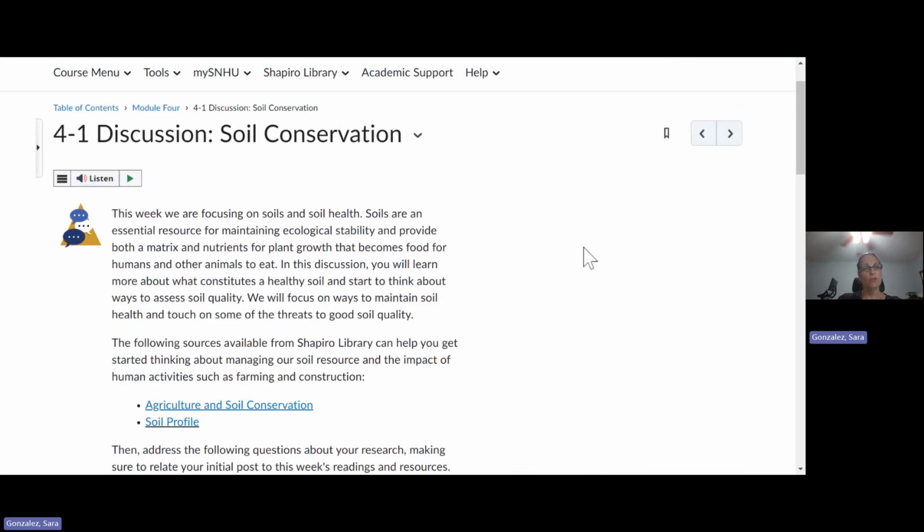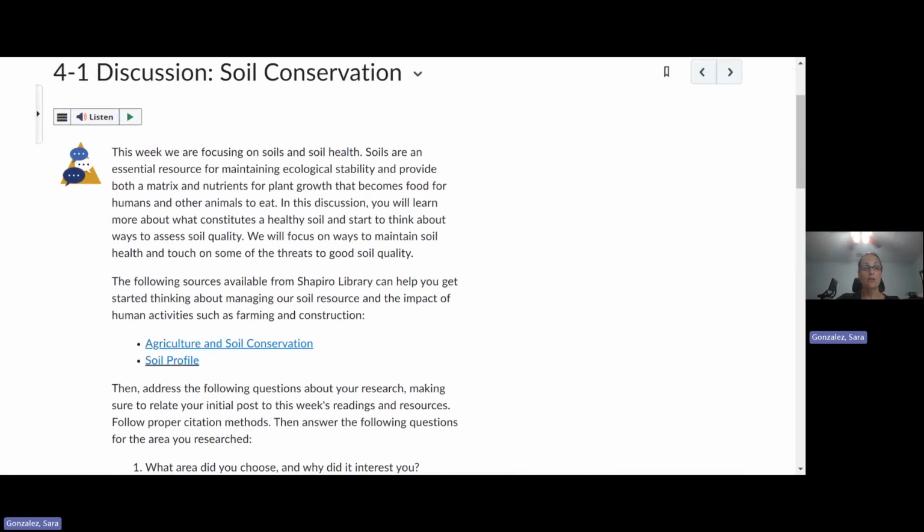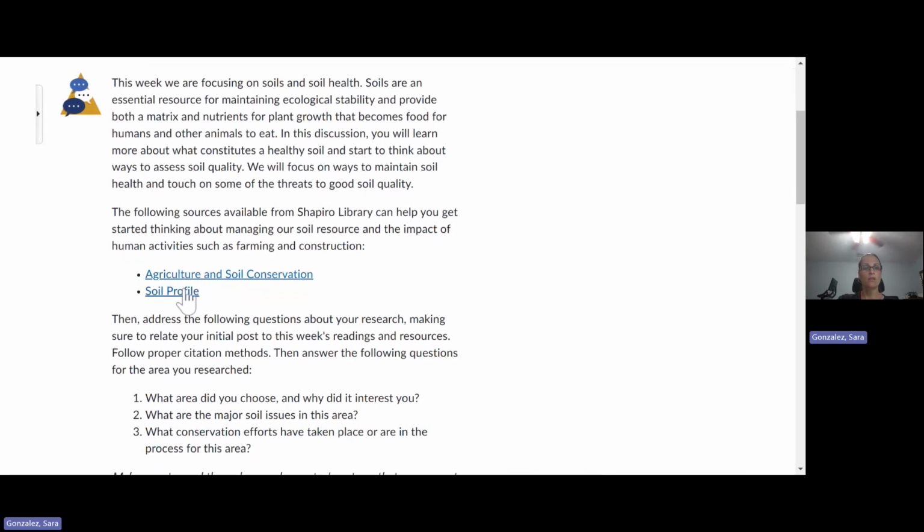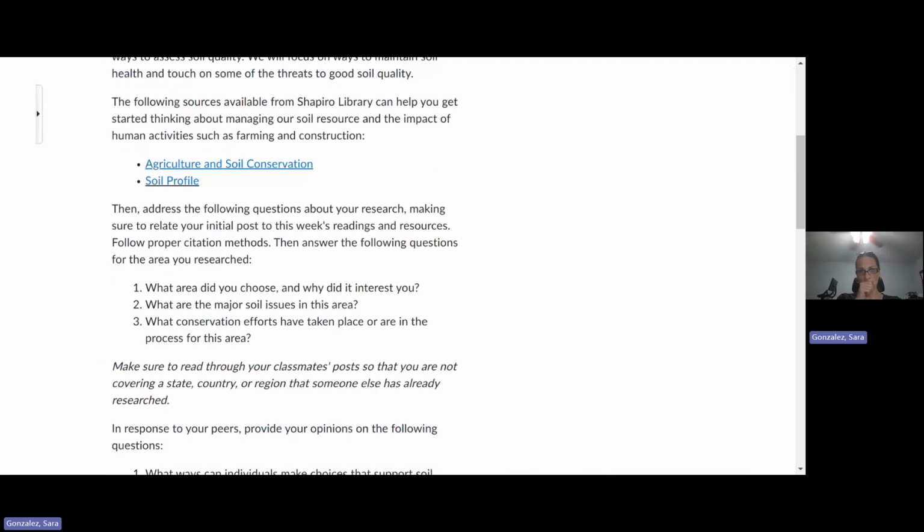Only one assignment is due, so take a look at your discussion here. So again, we're looking at soils and soil health. So look at these two resources. One's called Agricultural and Soil Conservation, and the other one is called Soil Profile. After you review it, looking at the soil resources, the impact on human activities, address some of the following questions here.